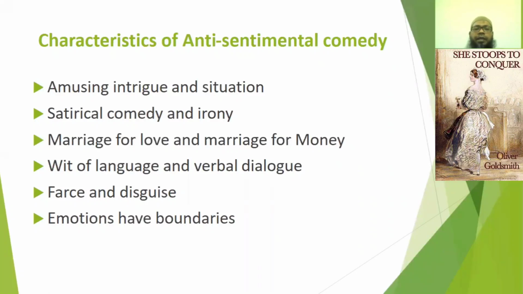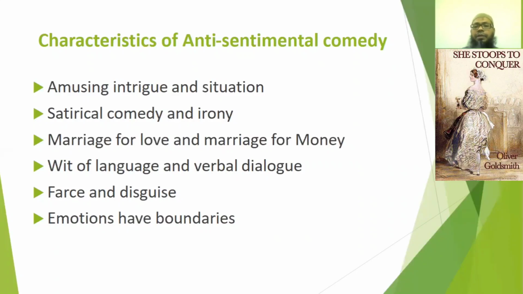The third point, marriage for love and marriage for money. Marriage for love is there. Love is one of the basic themes of She Stoops to Conquer, and marriage for money is also there. For example, Tony Lumpkin decides to marry a country girl, Bet Bouncer. He knows if he marries Bet Bouncer, he will get no fortune. But still, he decides to marry that country girl because he loves her. So there is no money theme involved.